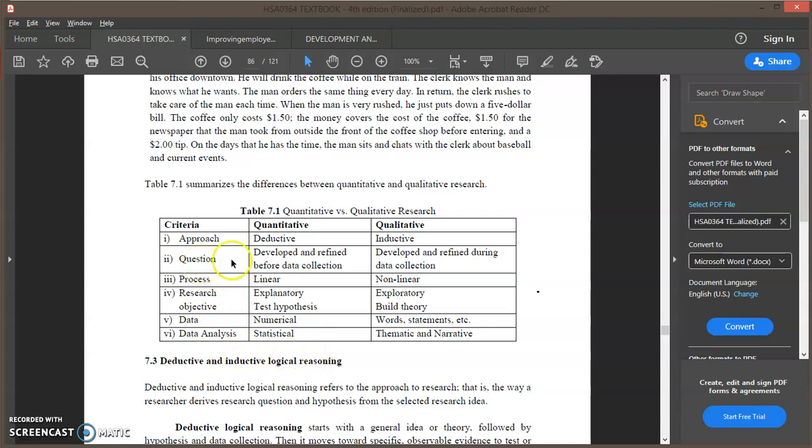And then the question, again this will be discussed in this subtopic here. Number 3 will also be explained here. Research objective, again, will be explained later on, as we have discussed before. Quantitative deals with numbers, qualitative deals with words, statements, and so on. In terms of analysis, since it's numbers, quantitative will be statistical, and qualitative would be thematic and also narrative. I guess that's all for now. We will see in our next discussion about deductive and inductive logical reasoning.